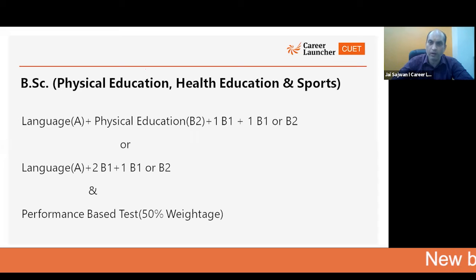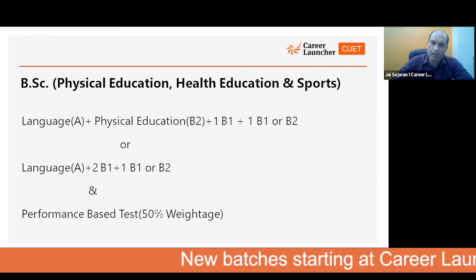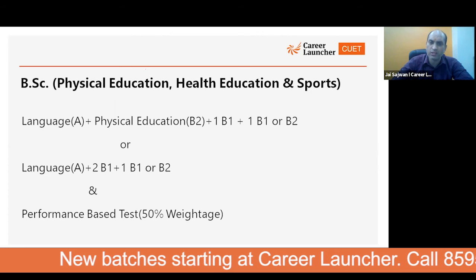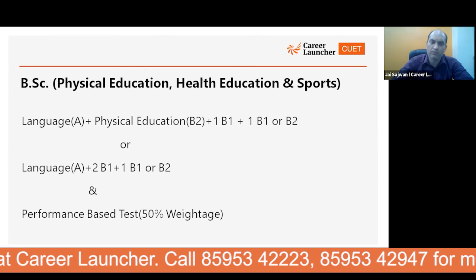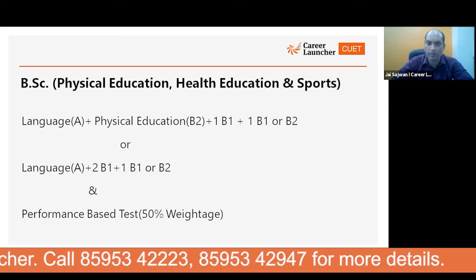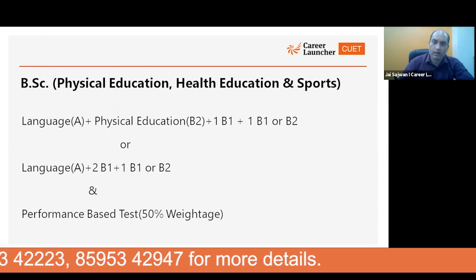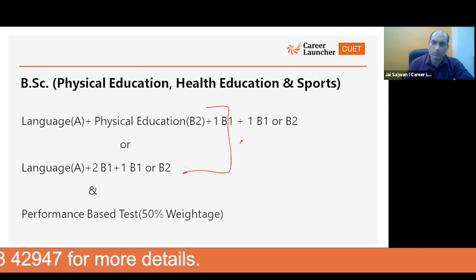One subject from B1 and one subject from B1 or B2. So 4 subjects will be considered there. And even if you have not studied physical education, then also it is fine. You are asked to write one language and 2 subjects will be from B1 and the third one you can take from B1 or B2. But the weightage for that is only 50%.